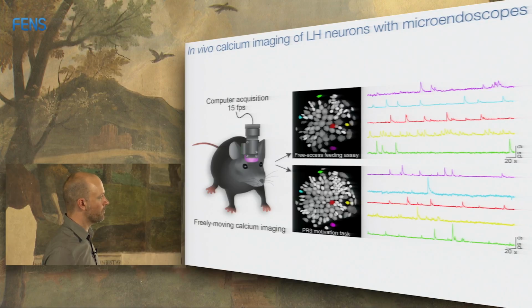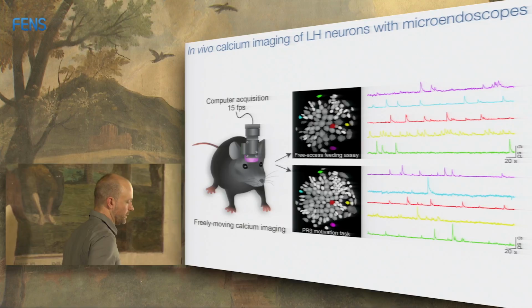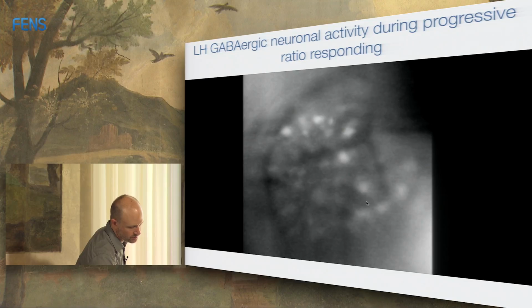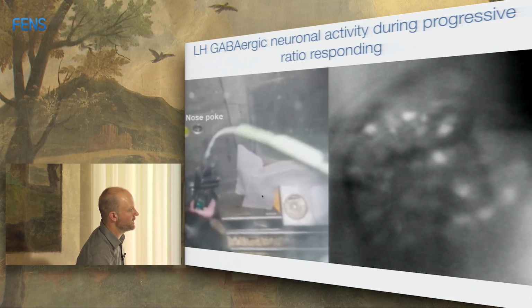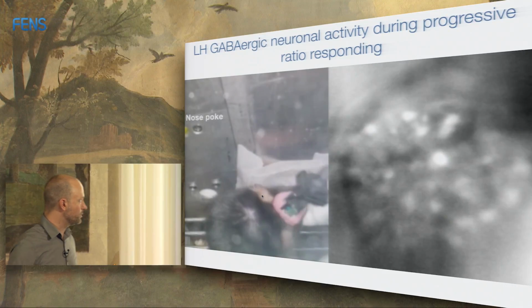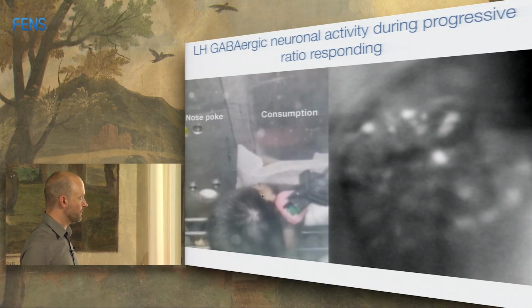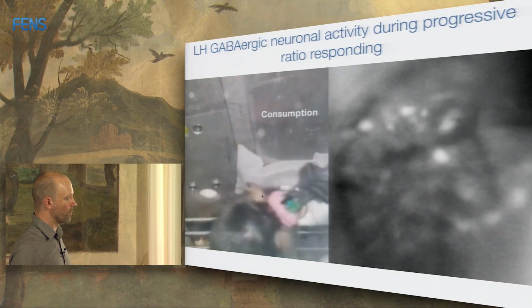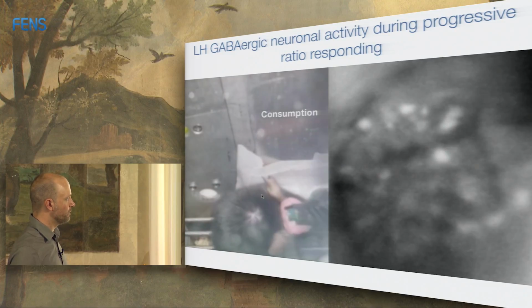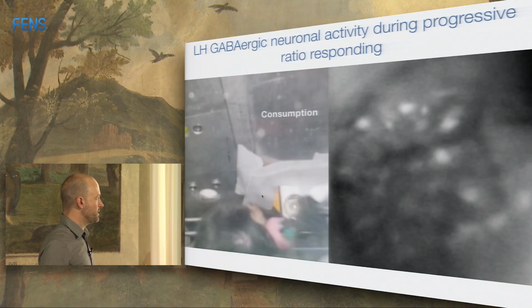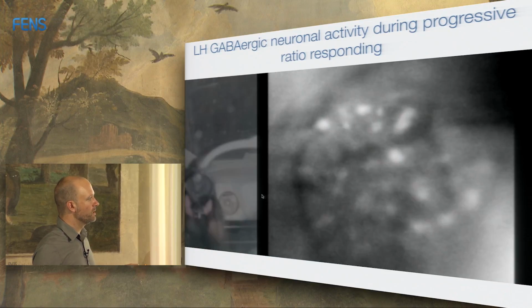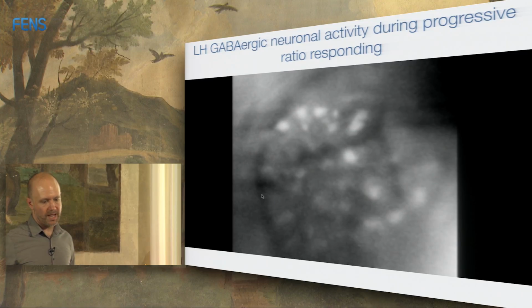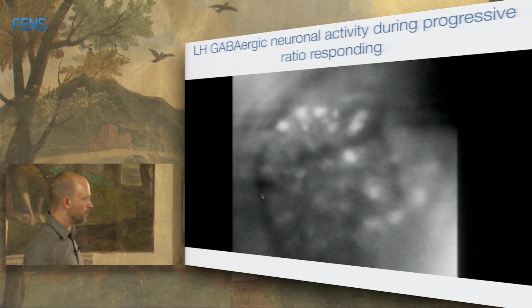And these are just some representative example cells that we saw. Just to give you an idea of what the data looks like, at least in this deep brain region of the hypothalamus, this is a recording from an animal that was doing a progressive ratio schedule of reinforcement, where they had to nose poke a number of times to earn a reward. In this case, it was a palatable sucrose reward. You can see from this freely moving animal that these individual flickers of fluorescence represent activity from individual neurons recorded in the awake behaving animal.